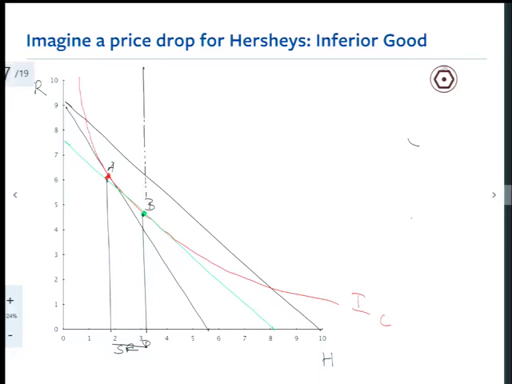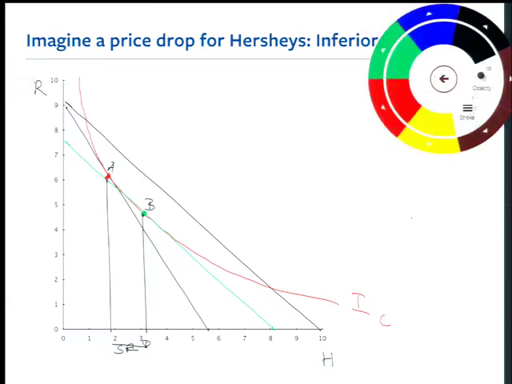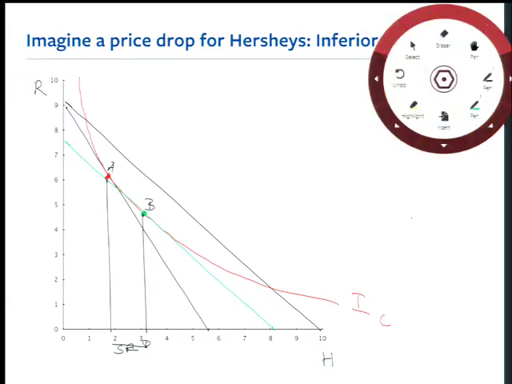Okay, let's try this again. Dotted line. Okay, if your good is inferior, that means as income goes up, you're consuming less of it. That means your tangency on the new budget constraint has to be to the left of B. If your good is normal, that means as income shifts out, you're consuming more of it. That means your tangency has to be to the right of B.